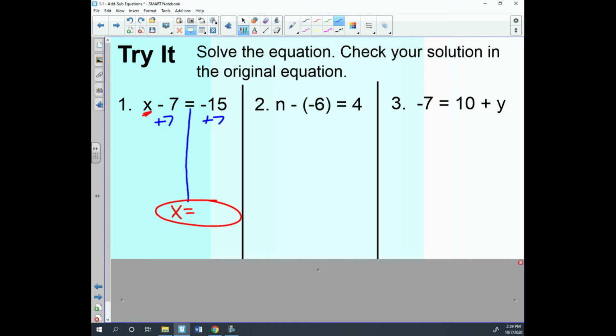Why did I add 7? Because that cancels that. And so we're going to have negative 7, or 15 plus 7. Take it on your calculator if you don't know, but it's going to give you negative 8. Okay? We got a next problem.